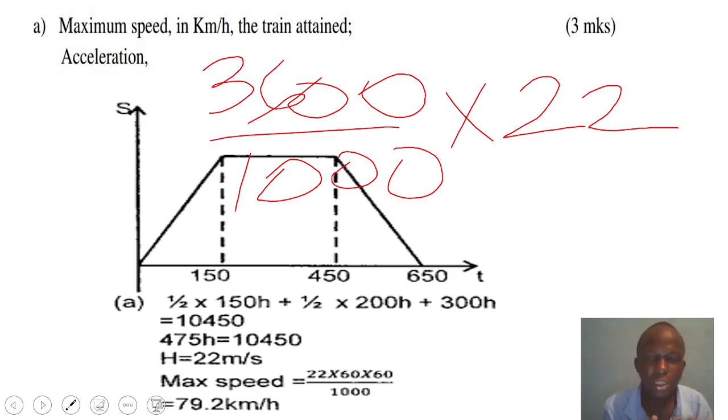So that is how we do the conversion of speed between meters per second and kilometers per hour. And there, this is the answer. The answer is 79.2 kilometers per hour. That is the answer.